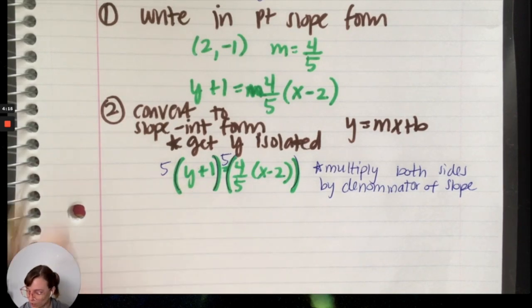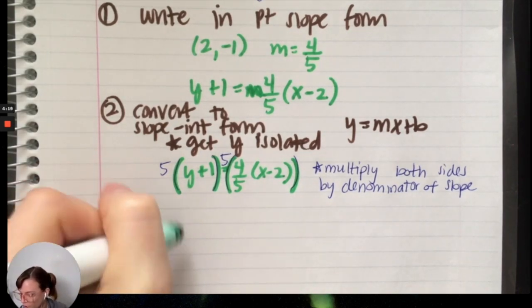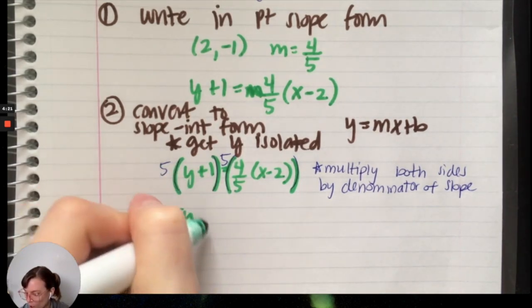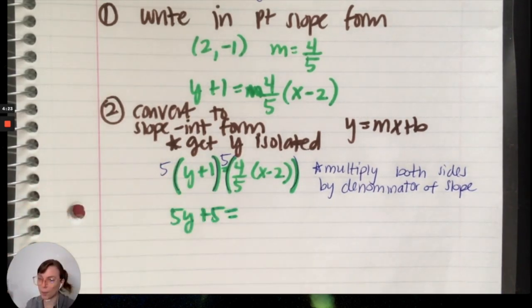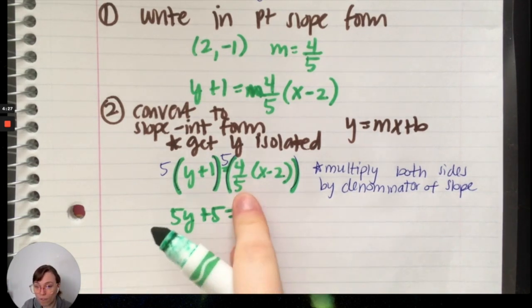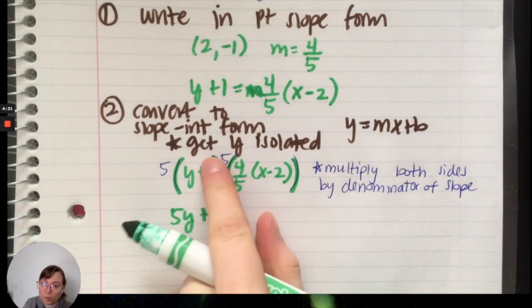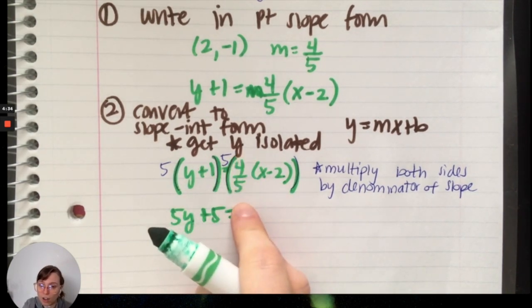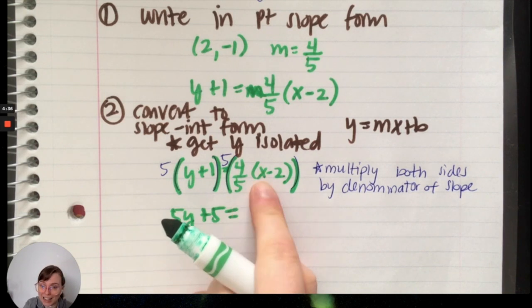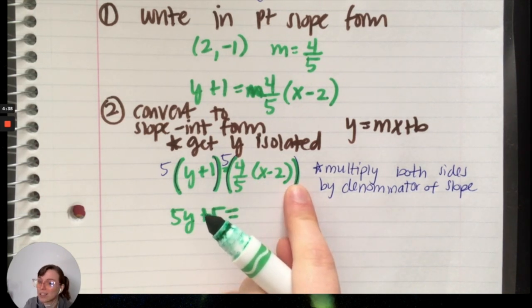5 times y is, let's just switch back to green, 5y. 5 times 1 is 5, equals. Okay, now this is the good part that gets rid of the fraction. 4/5 is being multiplied by the quantity x minus 2. So if I multiply the 5 just by the factor of 4/5, I don't have to do anything with the x minus 2, and that's why this is golden.